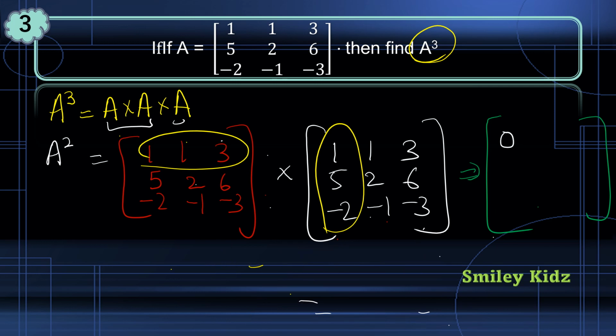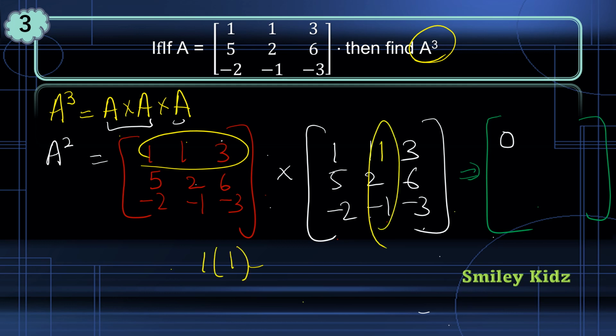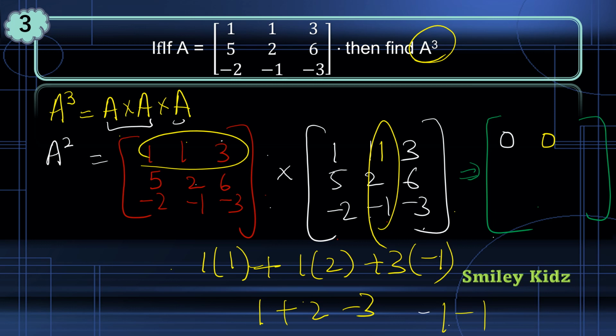Then let's move on to the second column. Alright, let's take this one. So that will be 1 into 1 plus 1 into 2 plus 3 into minus 1. That is equal to 1 plus 2 minus 3. 1 minus 1 again 0. Let's put 0 over here.